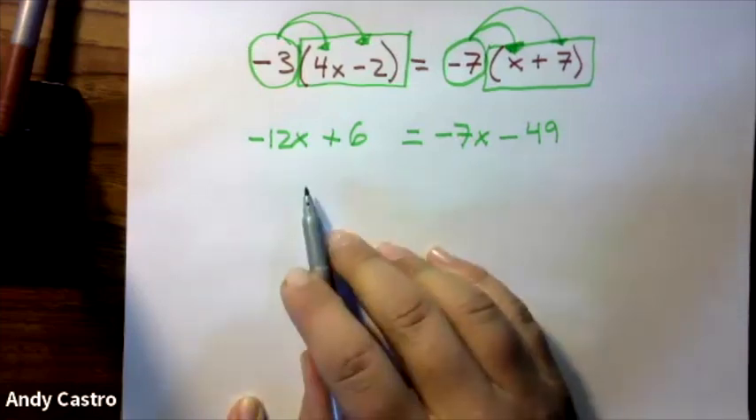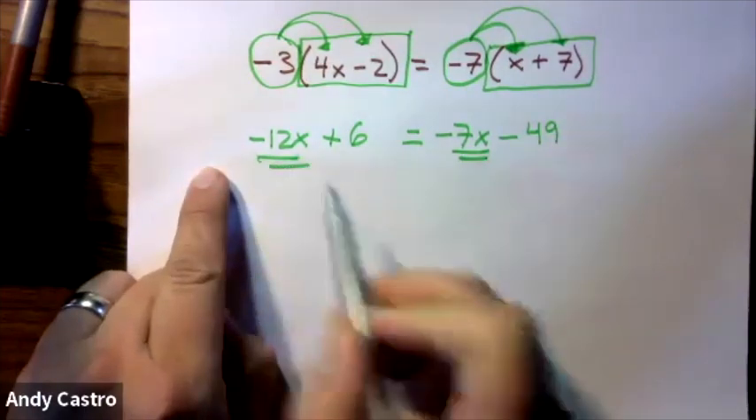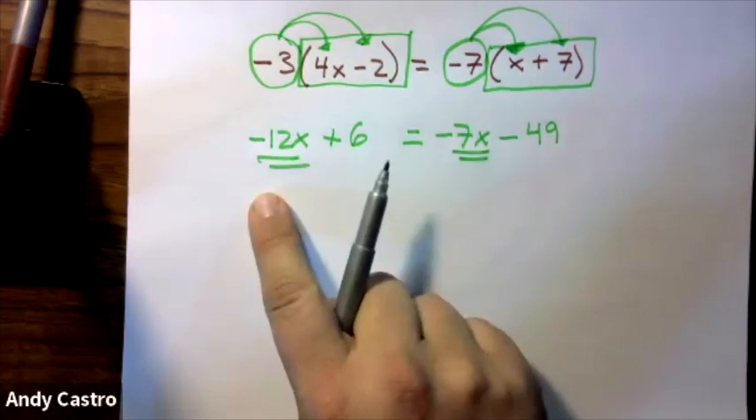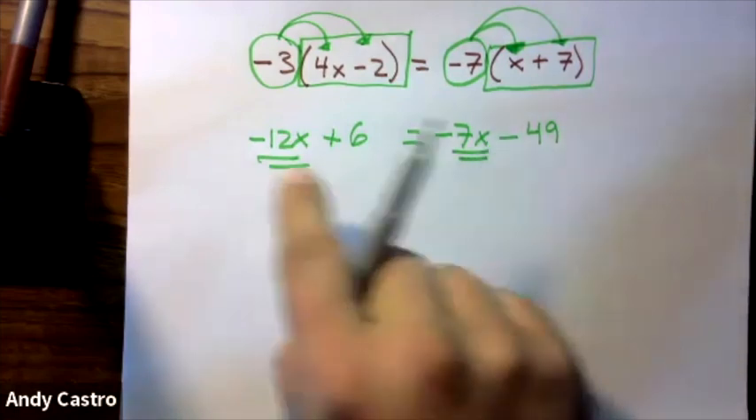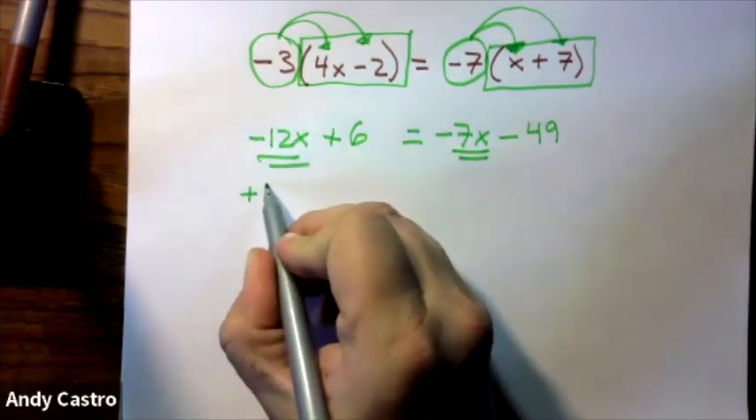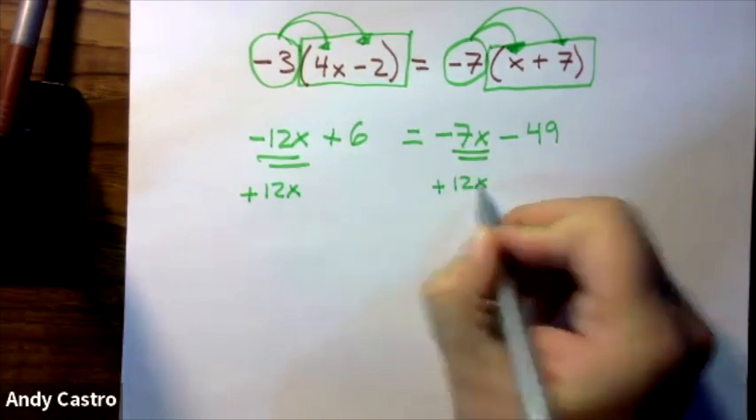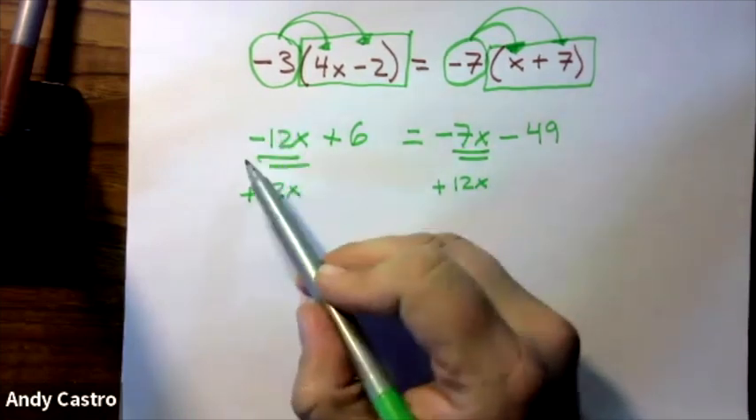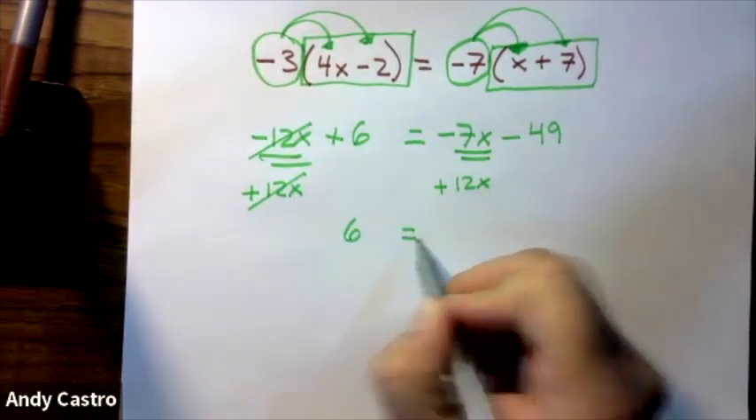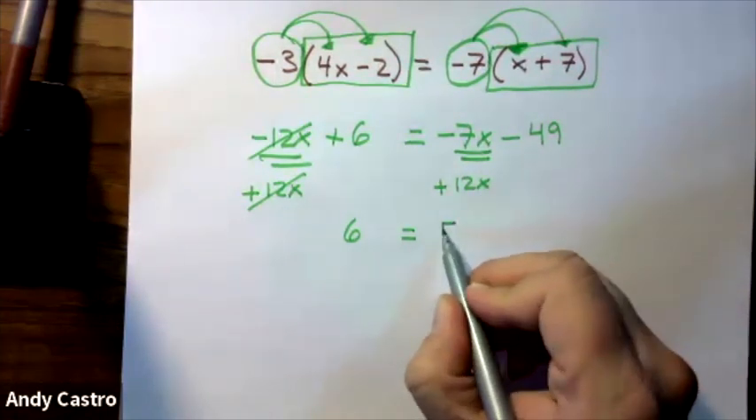All right, now I've got things that I'm adding and subtracting. And notice that I have some like terms. It doesn't matter if I take this and move it over here, or if I take this and move it over here. I'm going to bring the 12 over. So I'm going to add 12x. -12x plus 12x cancels, and you're left with 6. -7 plus 12x is +5x.